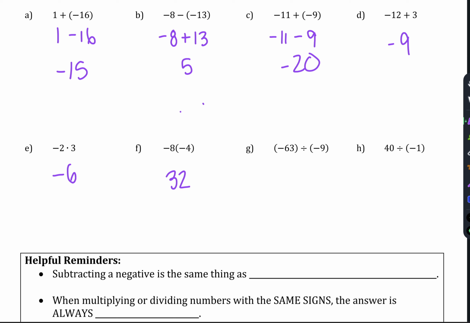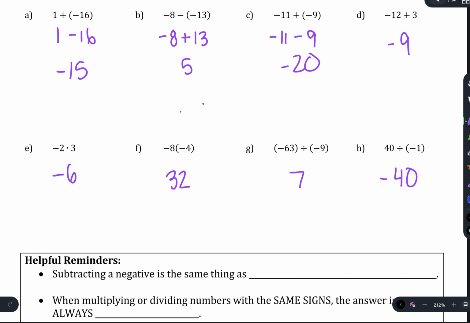Is the rule the same for division? Yes, it's the same rule. So -63 divided by a -9 is going to be a positive or a negative? Positive 7. And then what about 40 divided by -1? That's going to be -40. Any questions on that?